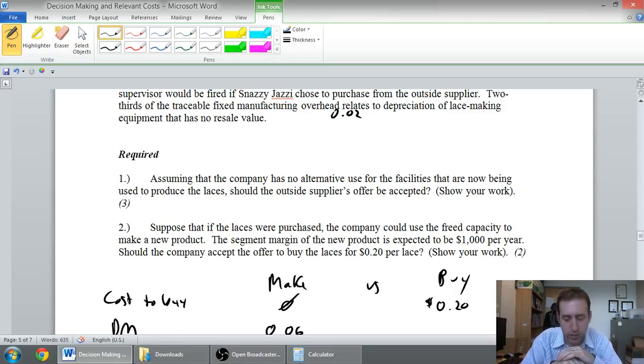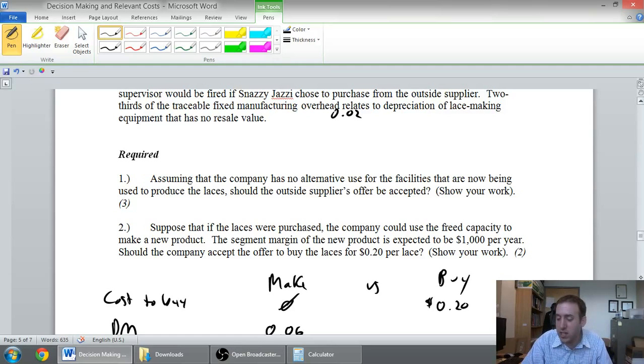Now, part two of this question is a good part, and often students make mistakes when I test on this. Let's read it. Suppose that if the laces were purchased, the company could use free capacity to make a new product. The segment margin of the new product is expected to be $1,000 per year. Should the company accept the offer to buy the laces at 20 cents per lace? Now, let's be clear about this. We're going to stop making laces, but we're going to use that space to do something that puts $1,000 in our pocket. Should we make or should we buy?